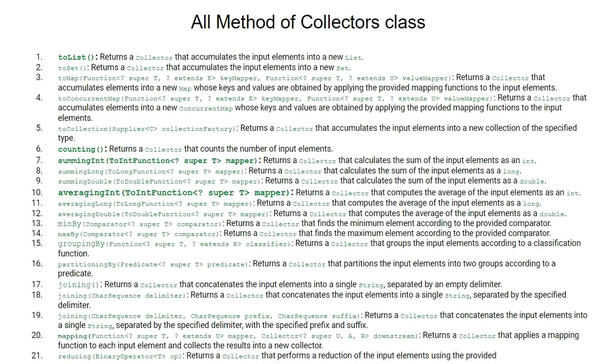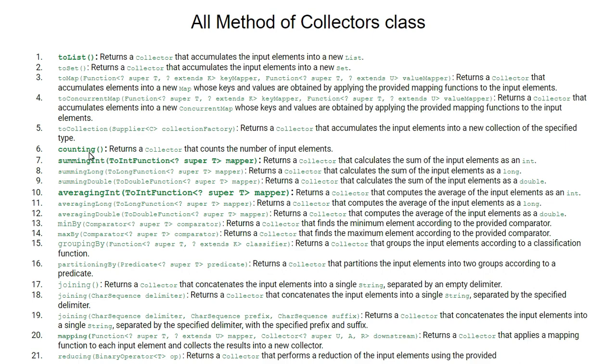Basically if you see here, what is the use of the counting method? It returns the count of the number of input elements. If you go with summingInt, you can see it returns a Collector that calculates the sum of the input elements as int. In the same way you can do the work on integer, long, double. So we have a method for that.